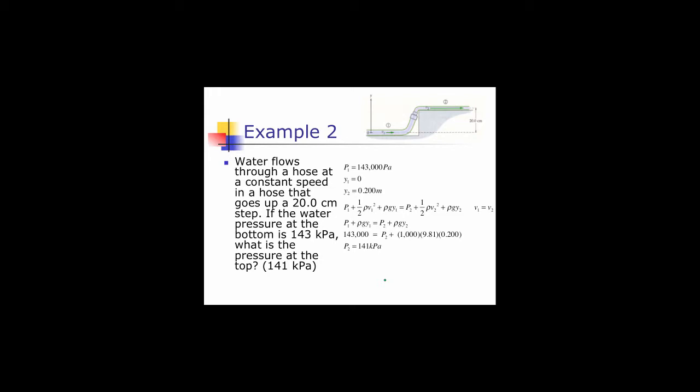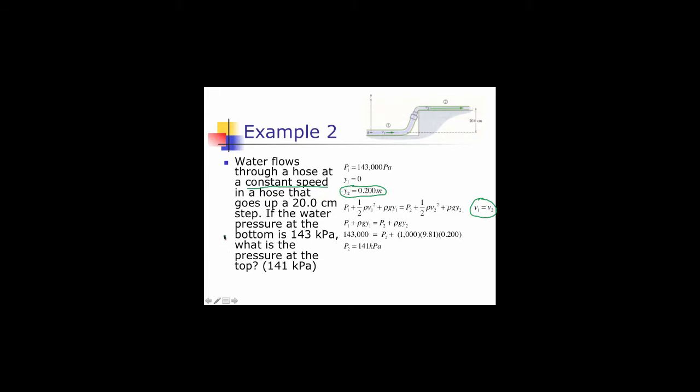Okay, example number 2, I have water flowing through a hose at a constant speed, at least in the first part of the problem, which means V1 equals V2. I've written that down over here. And it goes up a step, and the step is 20 centimeters. Now remember, you have to convert that to meters, so I've chosen my reference location at Y1 to be 0. And that means that 20 centimeters is 0.200 meters at location Y2.